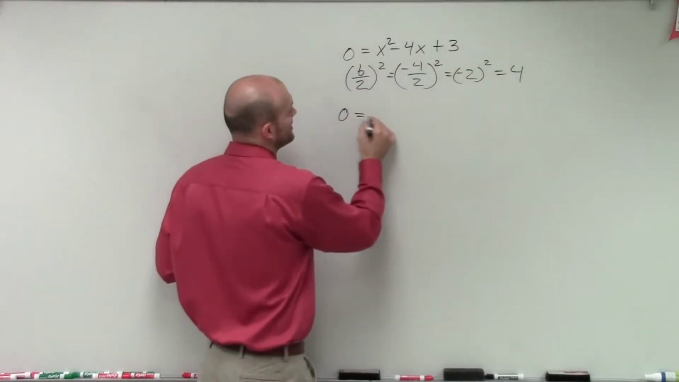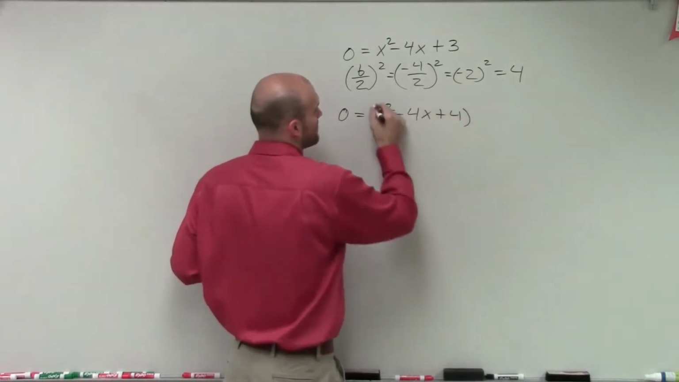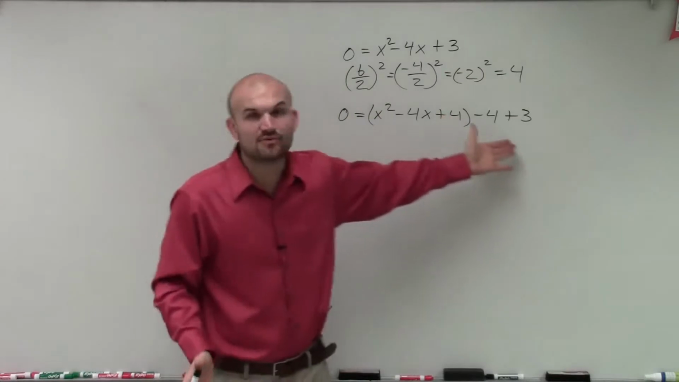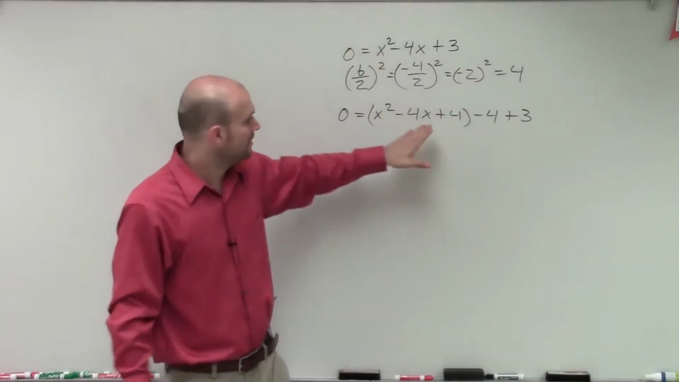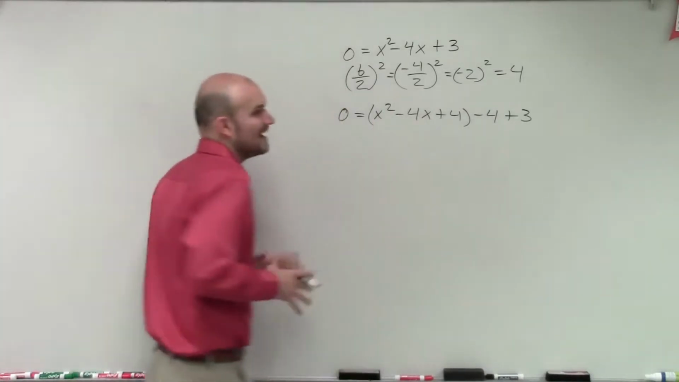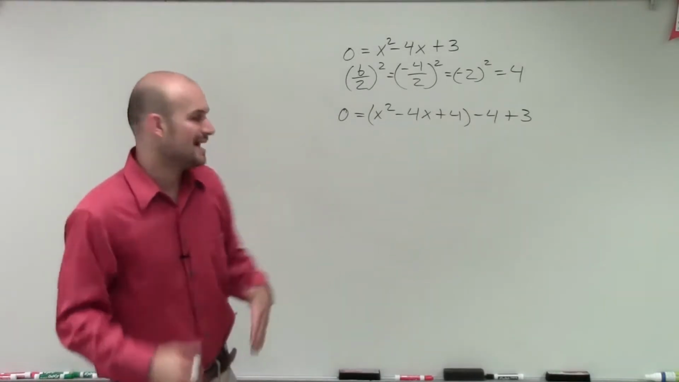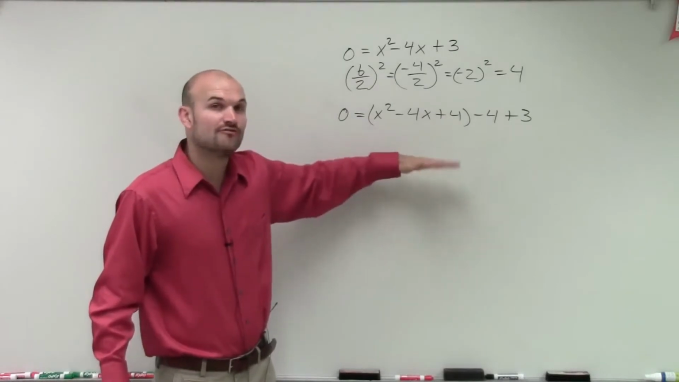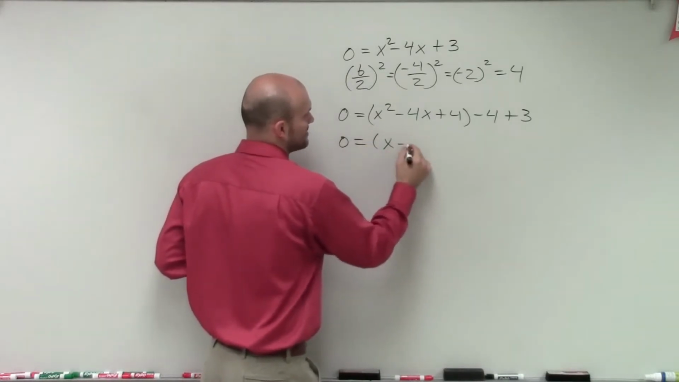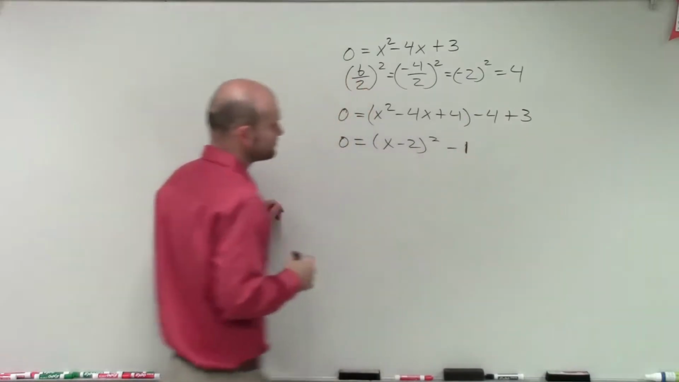So what I'm going to do is say 0 equals x squared minus 4x, and then add 4, and then subtract 4. All right? So notice if I remove these parentheses, I would have the exact same equation, right? But the reason why I'm keeping those parentheses is because I'm going to rewrite this as a binomial squared. And that's the whole part of completing the square. What you're doing is creating a perfect square trinomial, which you can now factor down to a binomial squared. So this can now be factored down to x minus 2 squared. And then this equals minus 1.